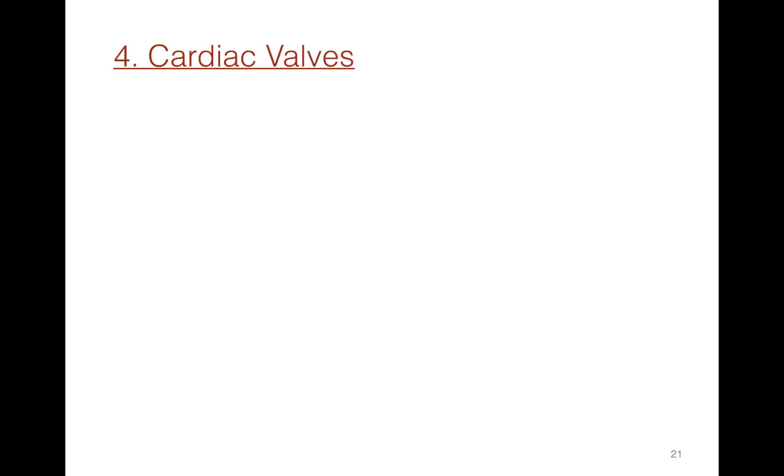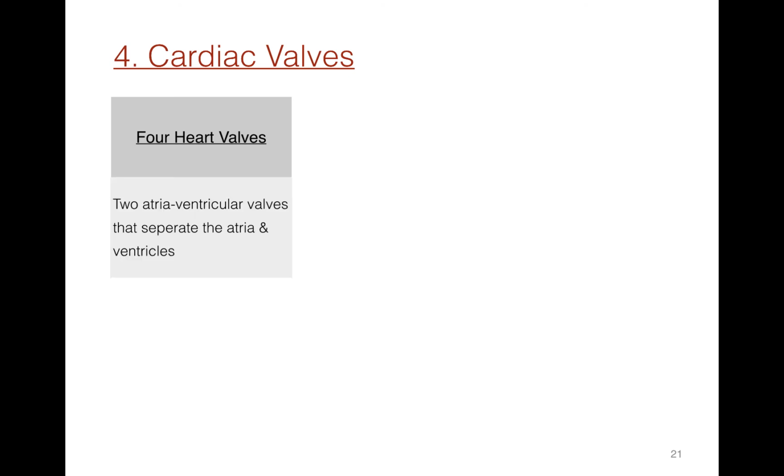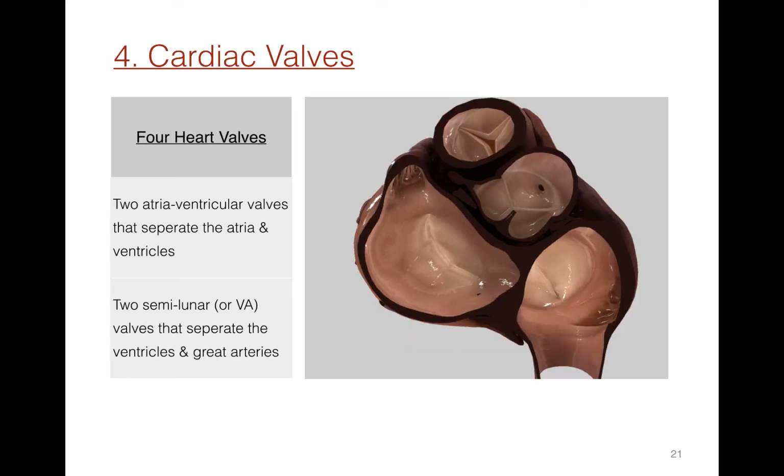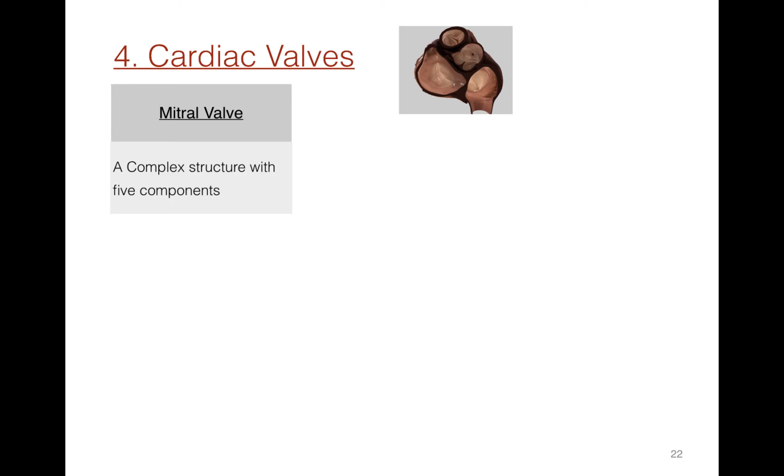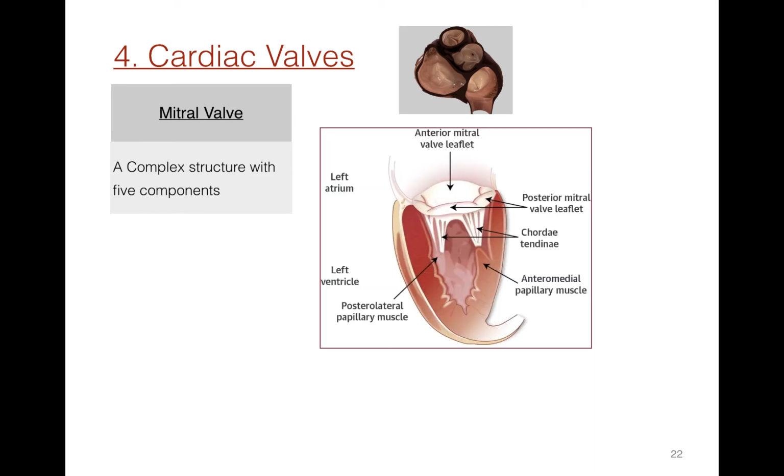Cardiac valves. There are 4 heart valves: 2 atrioventricular valves that separate the atria and ventricles, and 2 semilunar valves that separate the ventricles and great arteries. Firstly, the atrioventricular valves, the left-sided AV valve, the mitral valve. The mitral valve is a relatively complex structure with 5 components.